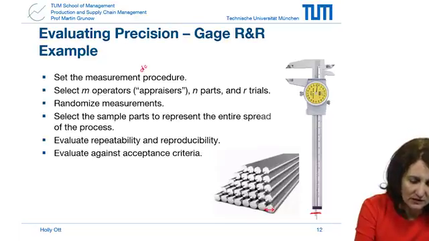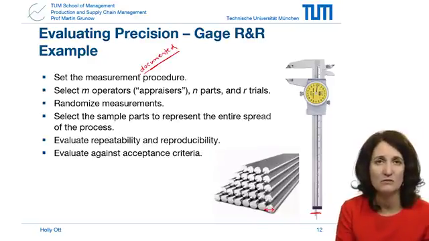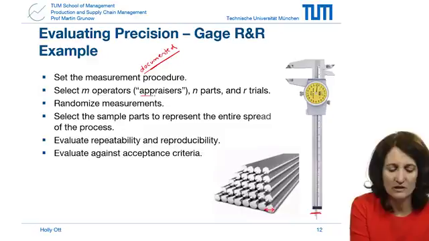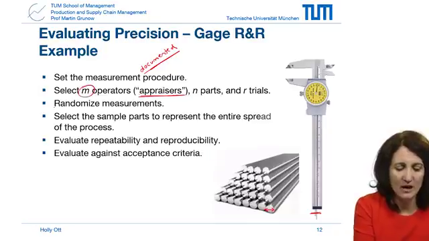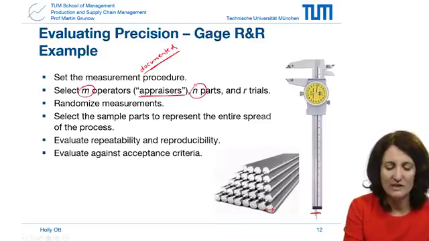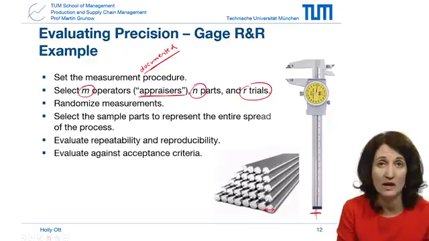So what we need to do is to make sure there's a set procedure, and it's documented. You write things that seem obvious. You want to document your procedures that are going to be followed exactly by all operators. And these operators, we mentioned it before, are often called appraisers. They're doing the appraisal. So let's select M operators. We're going to test N parts, and each operator will do R trials.